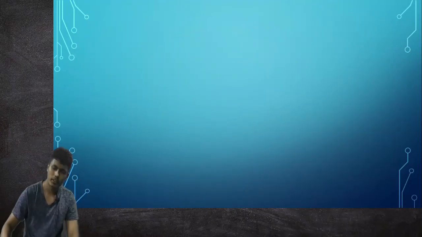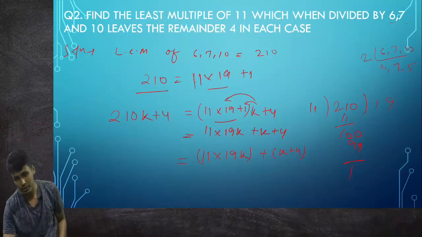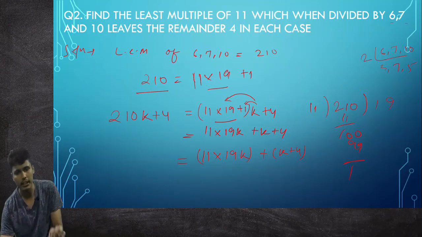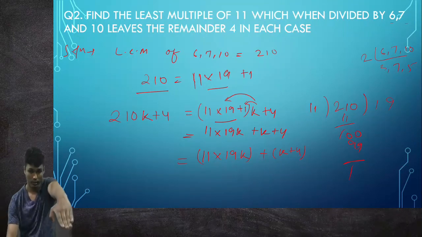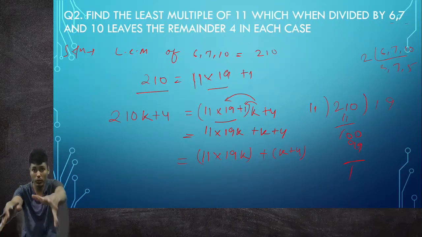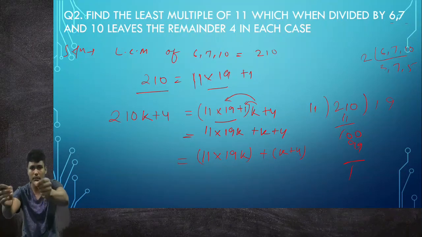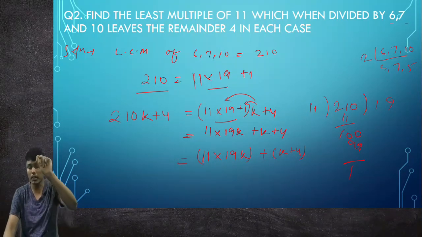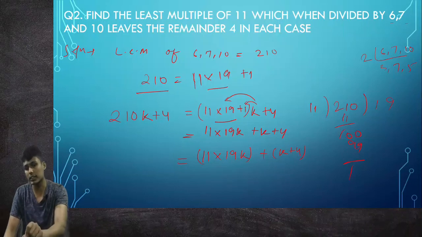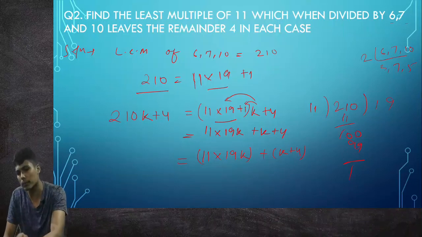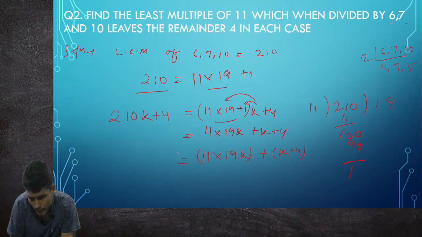Now the condition: this is our answer. If we divide this number, 11 into 19k plus k plus 4, by 6, 7 and 10, the remainder will be 4 in all cases. But whether it is a multiple of 11, we have to check. For that, this number must be a multiple of 11. Can this number be divided by 11 or not? This particular part, 11 into 19k, we can divide by 11, so it is a multiple of 11.